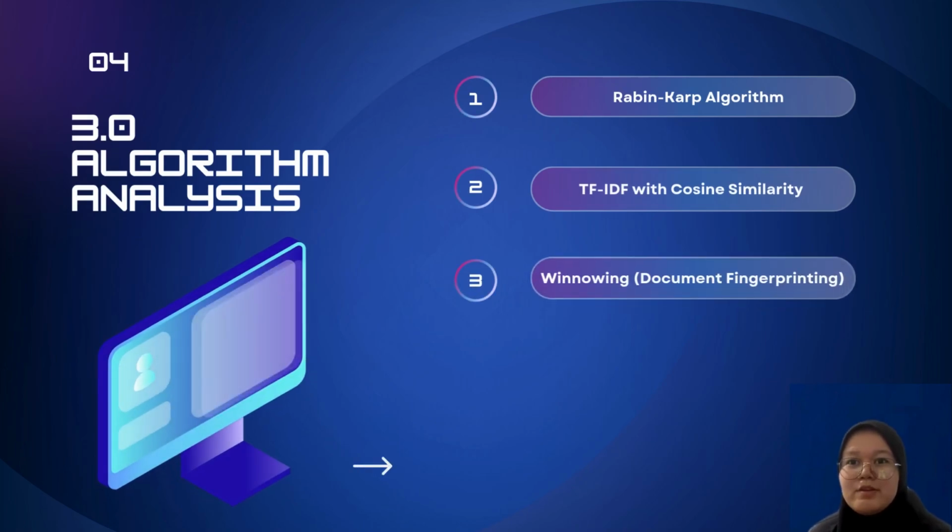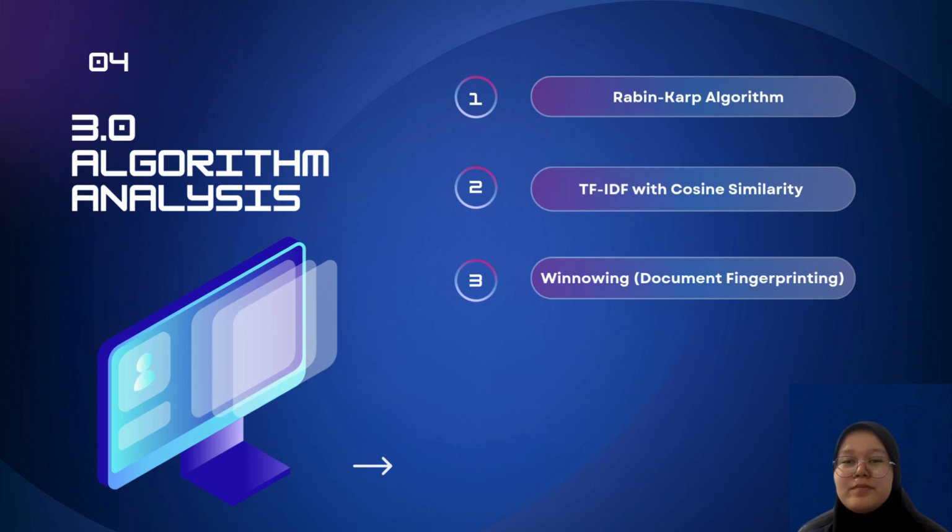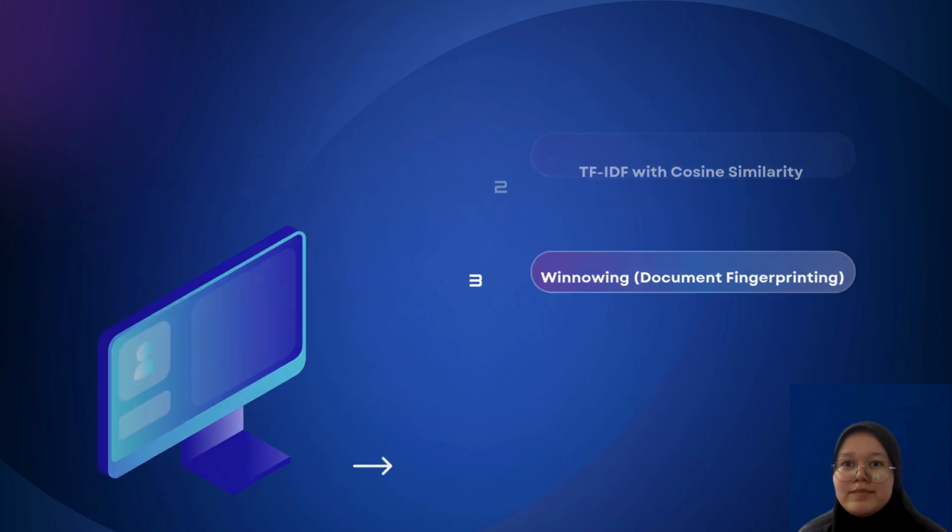Hi, my name is Amir Husna, and I'll briefly explain three powerful algorithms used for plagiarism detection in academic settings, which are the Rabin-Karp algorithm, TF-IDF with cosine similarity, and winnowing document fingerprinting.